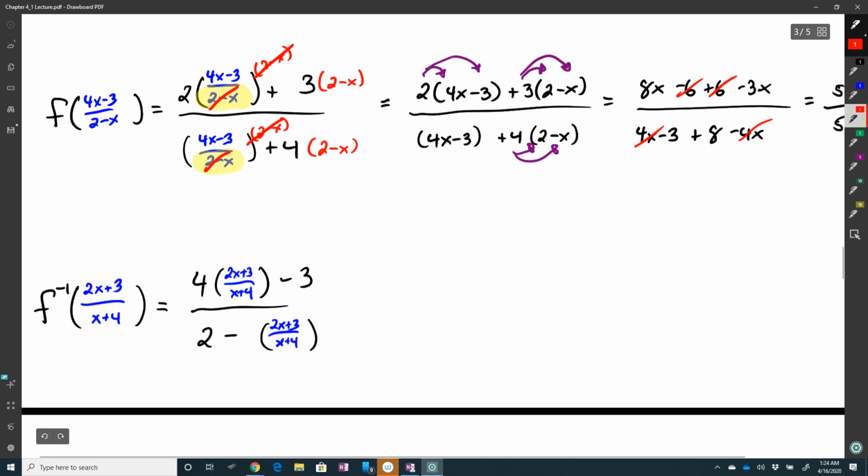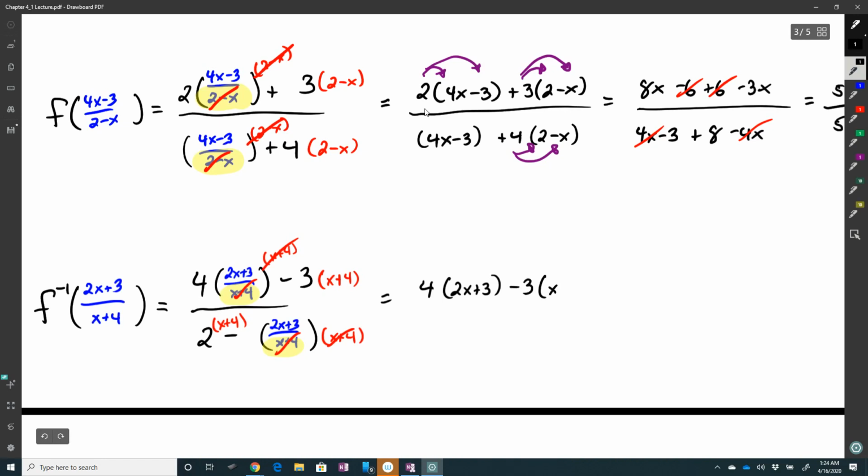Okay, in the same manner, I'm going to multiply by the inner denominator, x plus 4. The denominators cancel here and here, but I have to write it out everywhere else. So I have 4 times 2x plus 3, minus 3 times x plus 4, over 2 times x plus 4, minus, now notice the minus sign will still distribute, so I still need to put the parentheses. And so here everything distributes everywhere. We have a big distribution party.